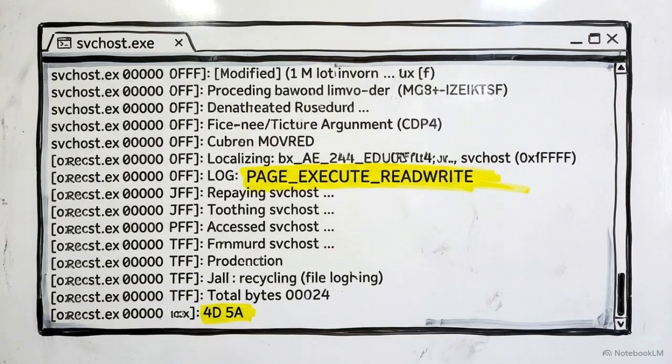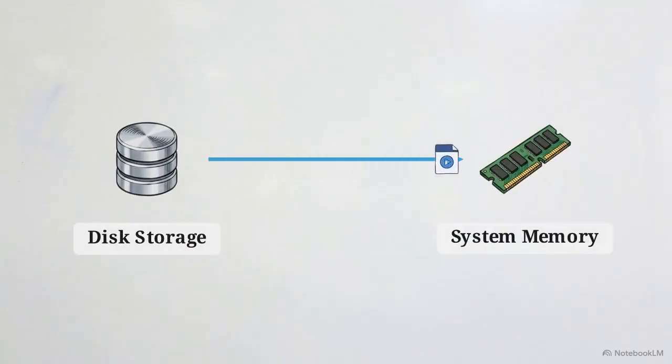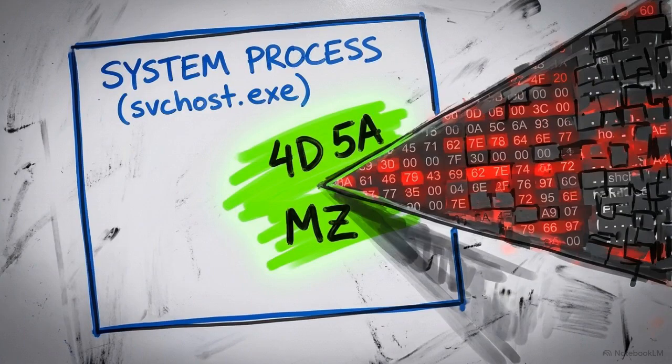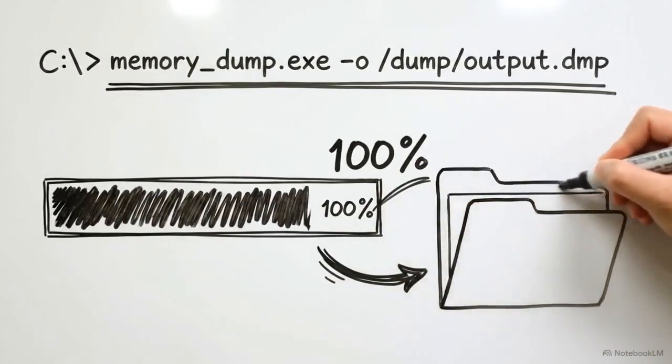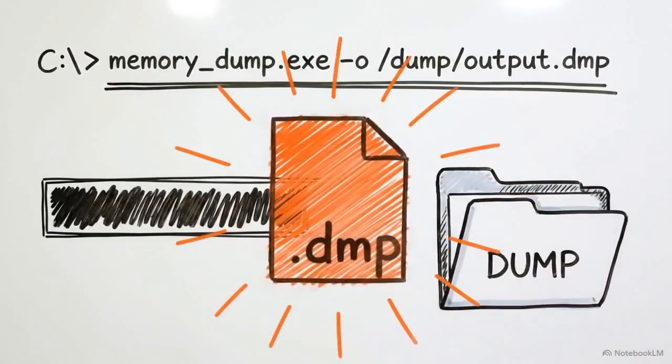The malfind plugin locates anomalous memory inside svchost.exe. We search for PAGE_EXECUTE_READWRITE permissions, indicating actively allocated space. Finally, we verify the MZ header, 4D5A. Legitimate DLLs are mapped from the disk, not injected dynamically. Finding this exact combination of read, write, execute permissions alongside an embedded MZ header conclusively proves that a malicious executable has been completely hollowed out or injected directly into the system process.